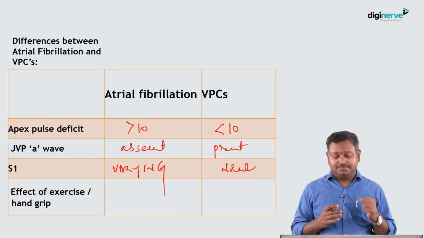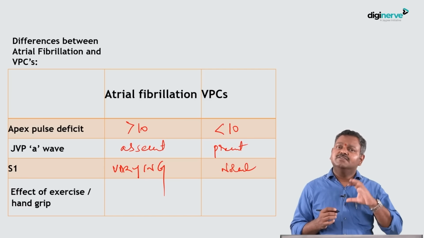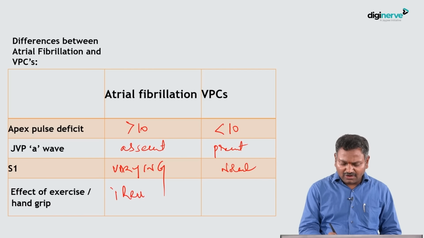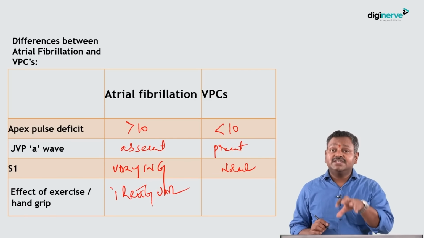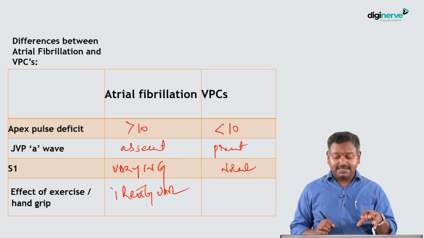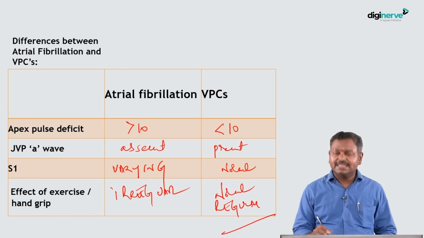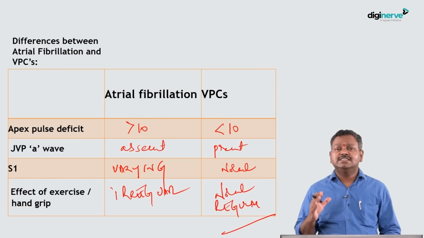Now the hand grip in case of atrial fibrillation will still keep the pulse irregular. So the pulse will always remain irregular in case of atrial fibrillation, whereas in ventricular ectopics, the rhythm becomes normal or regular. This is a very important and simple thing that you can do to see whether it is atrial fibrillation or VPC.